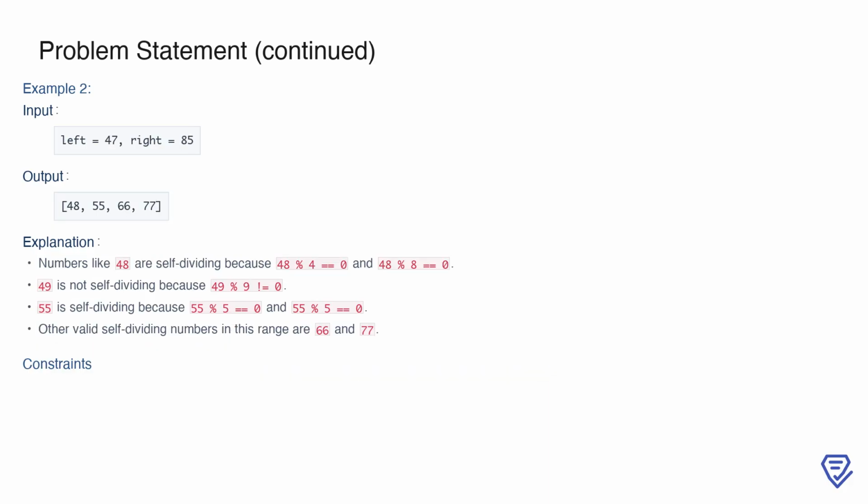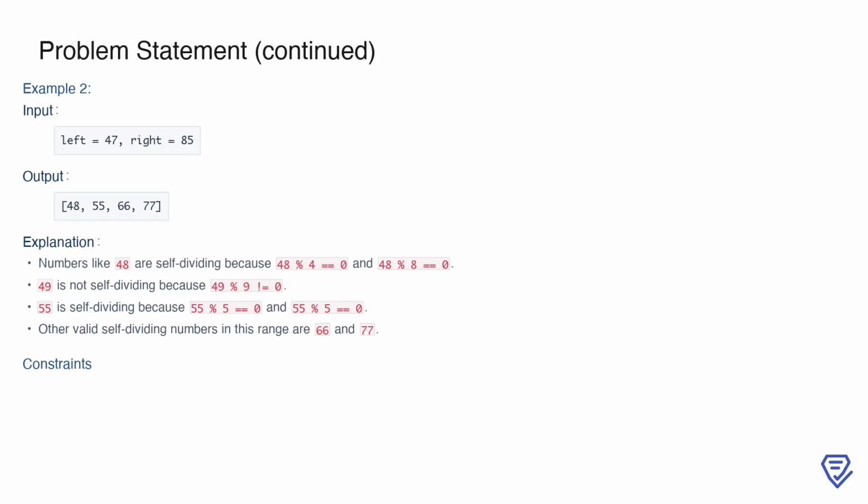If the input range is left equals 47 and right equals 85, the output is 48, 55, 66, 77. Let's break it down. The number 48 qualifies because it is divisible by both 4 and 8. On the other hand, 49 is excluded because it is not divisible by 9.